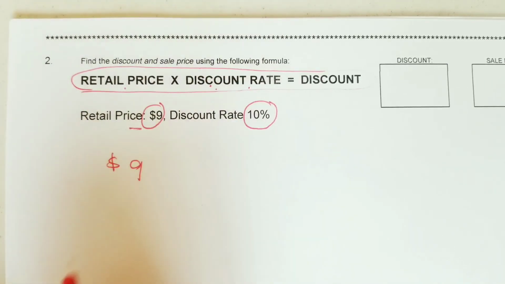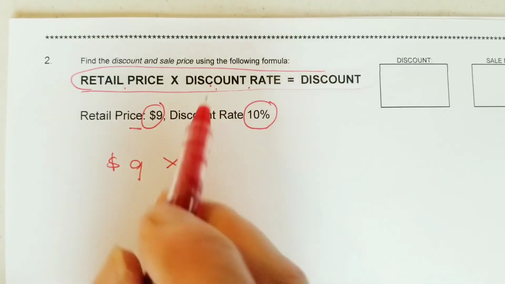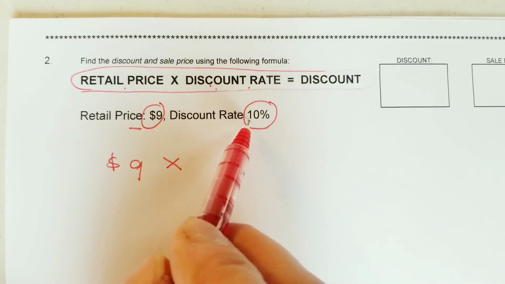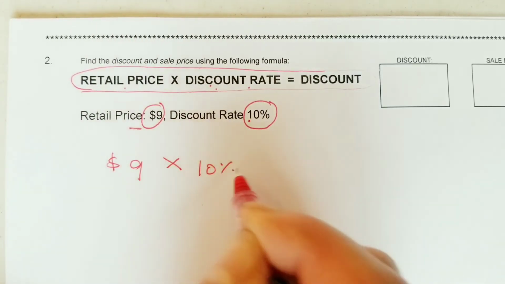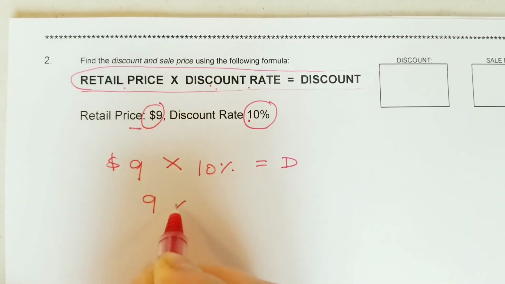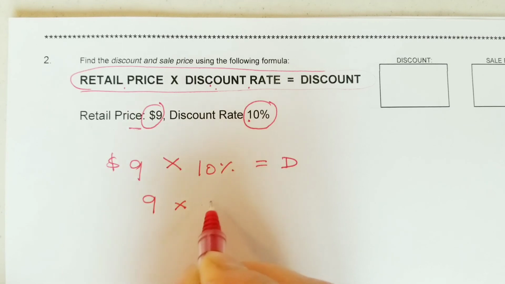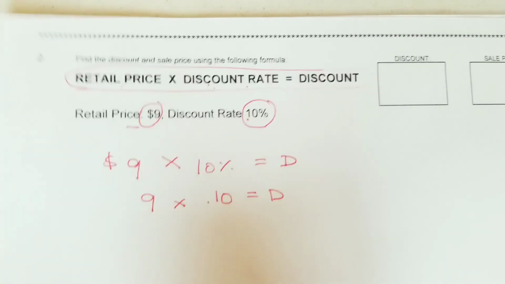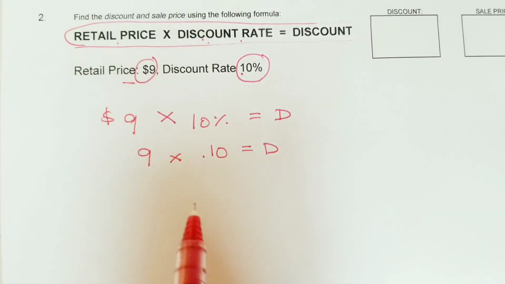So go ahead and fill that in the first spot, times your discount rate. Discount rate is 10%. So 10% equals our discount. So now we have 9 times, turning 10% into a decimal is 0.1 or 0.10. Doesn't matter what you put, whatever you feel comfortable with. I'll put my $ sign down there. So remember to put $ sign.